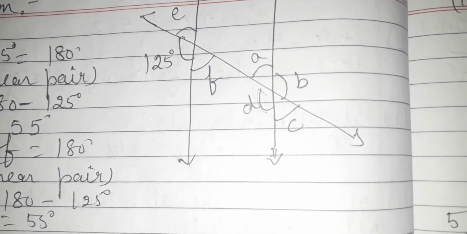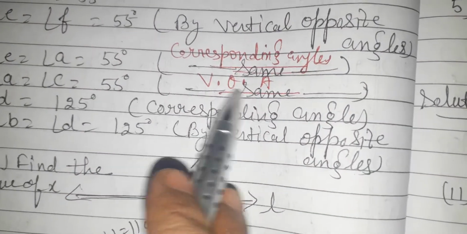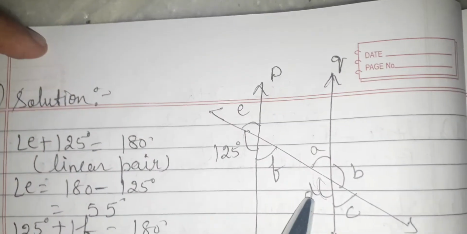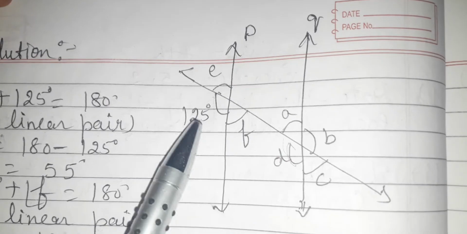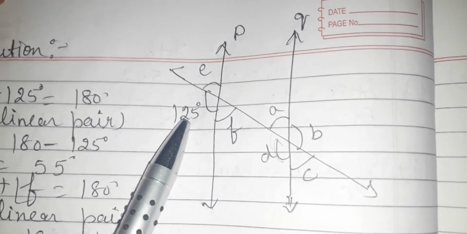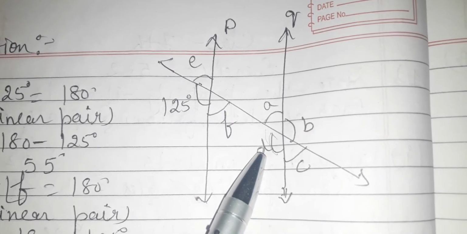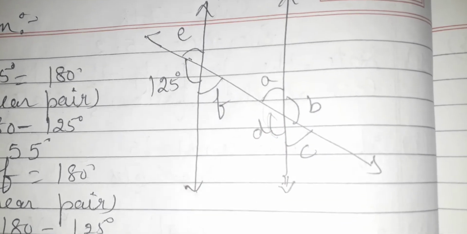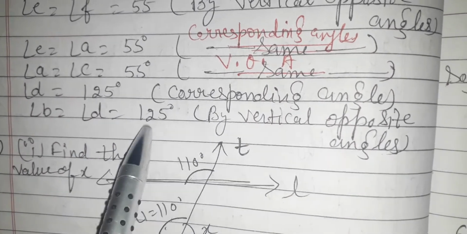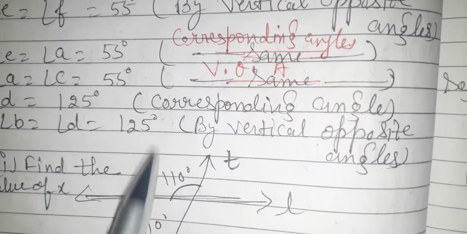Vertically opposite angles, they are here. These are vertically opposite angles. Angle D is equal to 125 degrees. Look, angle D and 125 degrees are vertically opposite angles. If this is 125 degrees, it means D is also 125 degrees. So B and D are vertically opposite angles, which means the answer is 125 degrees.